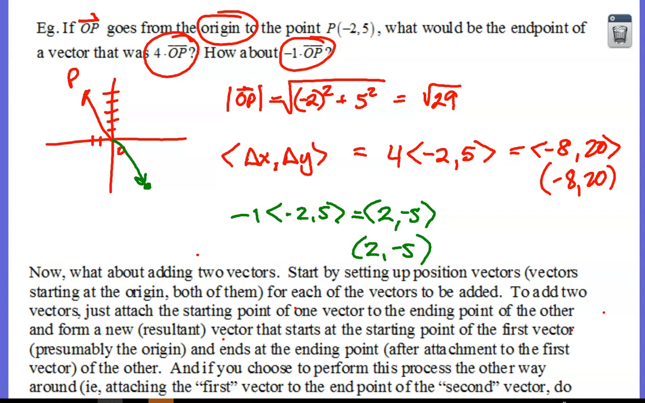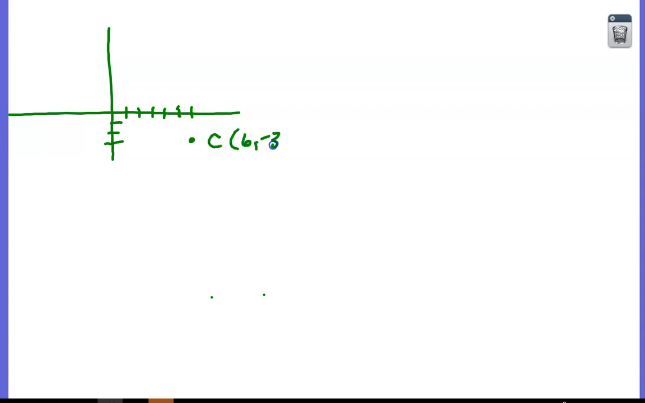But you could start somewhere else. What if I started at the point, instead of starting at the origin, let's say I started at 6, negative 3. I'm going to call this C. And let's say that vector AB, which is not shown, has the components 3, negative 2.